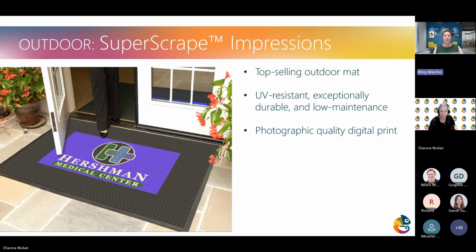Okay, for an outdoor one, the go-to is going to be the Super Scrape Impressions. This is our fully rubber mat that has the little circular cleats on the top and is completely UV, chemical, and oil resistant. Although it's recommended for outdoors, you're able to apply it in any atmosphere. So if you're working with auto shops, we see a lot of these done for NAPA since they are UV, chemical, oil resistant. This is something that's going to be a little bit more industrial. So if you're working in, like I said, auto shops or construction atmospheres or manufacturing plants, this is going to be a great option to go to.